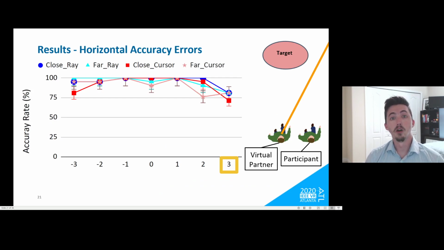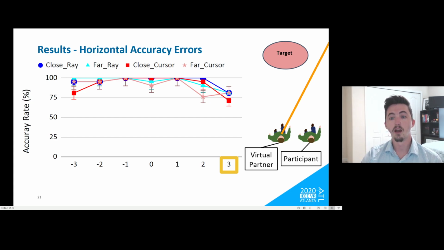Now we're going into our horizontal accuracy errors. So similar to the past slide, we have our vertical axis, which is our accuracy rate, which would be 100 if they're making no mistakes, and it decreases as they make them. On our horizontal axis, we have the degrees of rotation, which are applied to the gaze visualization. On the far right, we also have this mock-up, which kind of shows what our participants would see from this gaze visualization for each of these levels.